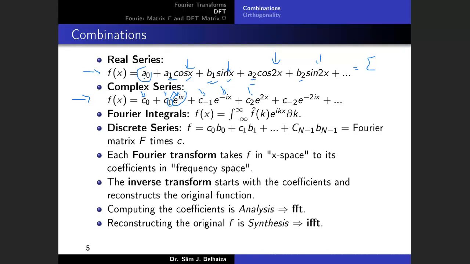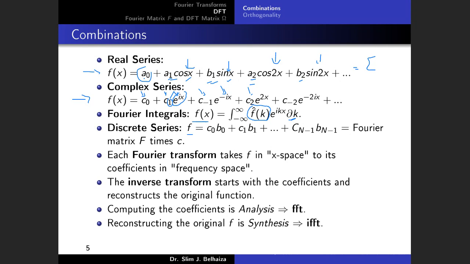For the Fourier integrals, in fact, we may define them as f of x, which is equal to the integral from minus infinity to plus infinity of this function, which we call the Fourier function, f hat of k, e to the power ikx, and the integration here is with respect to k. So k goes from minus infinity to infinity. So f of x is the integral with respect to k of f hat of k times e to the power ikx.